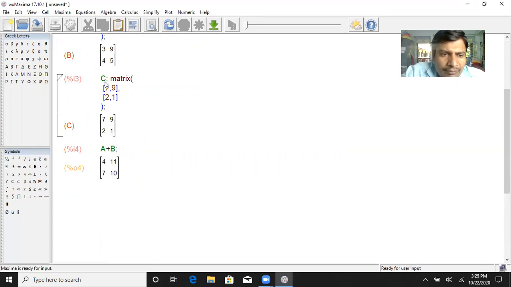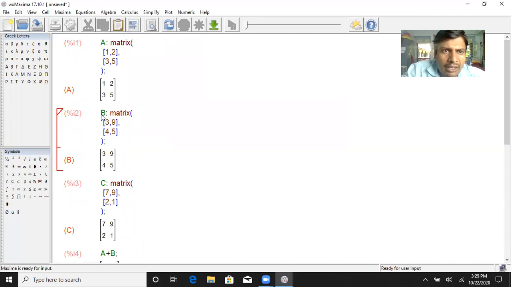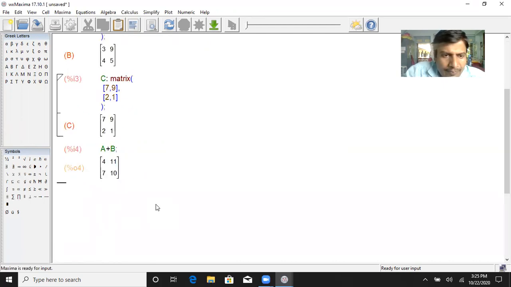2 plus 3, that is, A means 1, 2, 3, 5. B means 3, 9, 4, 5. 1 plus 3 is 4. 9 plus 2 is 11. Next, 3 plus 4 is 7. Then 5 plus 5 is 10. 4, 11, 7, 10. That is A plus B.